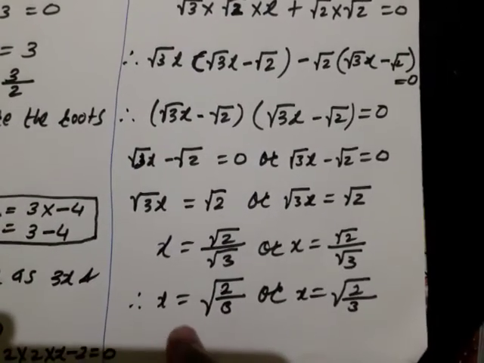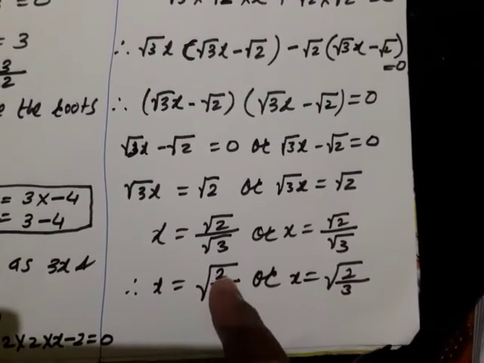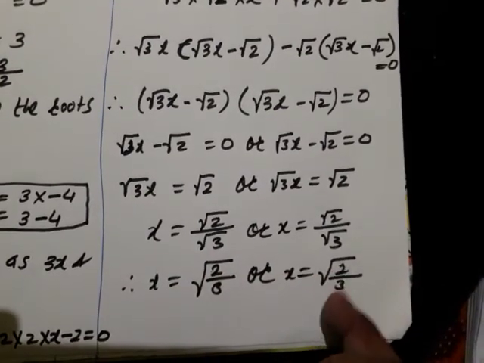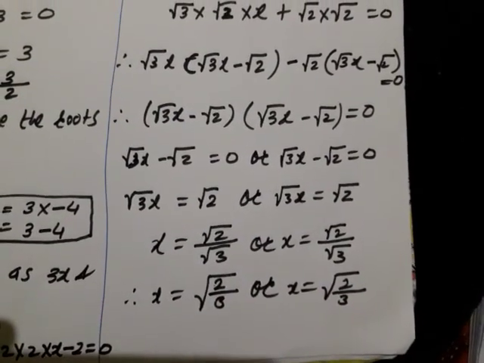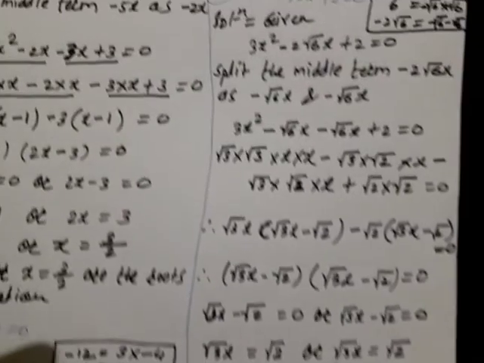Here you have to write: the roots of the given quadratic equations are root 2 divided by 3, root 2 divided by 3. Okay, I hope you got an idea about this method.